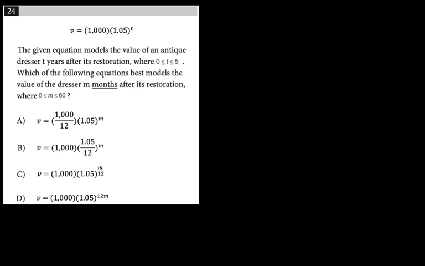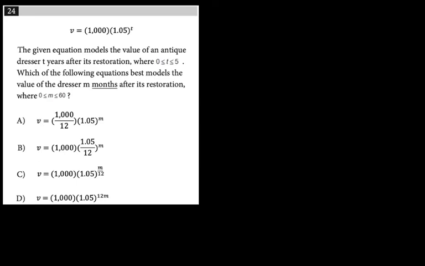The given equation models the value of an antique dresser T years, so T is in years, after its restoration, where T is between 0 and 5. Which of the following equations best models the value of the dresser M months after its restoration, where M is between 0 and 60? Okay, so there's a lot of math that you can know about this, but I think we can deal with this in a slightly better way as far as the SAT is concerned.